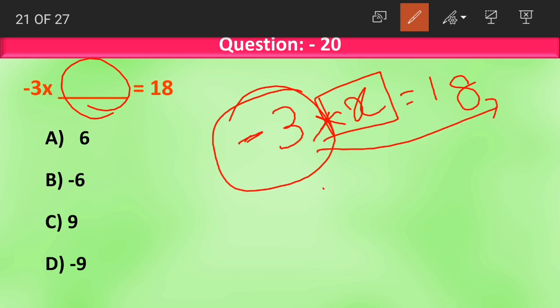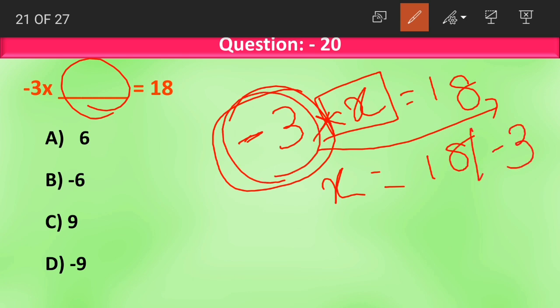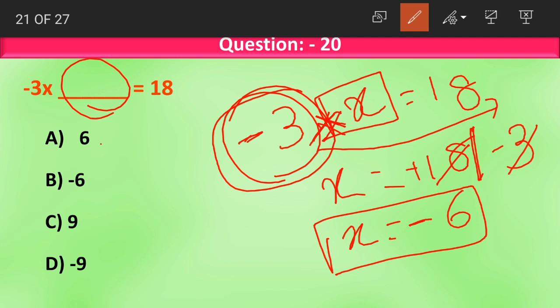When it goes to the other side, it becomes the reverse of it. What is the reverse of multiplication? It is division. So x is equal to 18 divided by minus 3. Minus 3, which is in multiplication here, becomes a number in division. There will be no change in the sign, class. Now 3 6s are 18, and the signs are different, so the result will be negative. x is equal to minus 6.